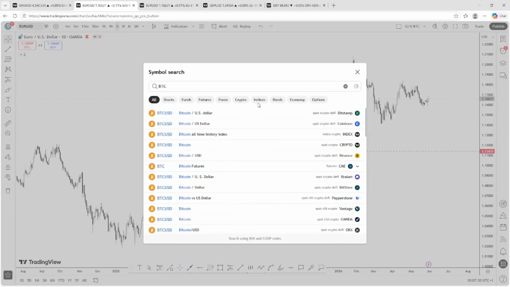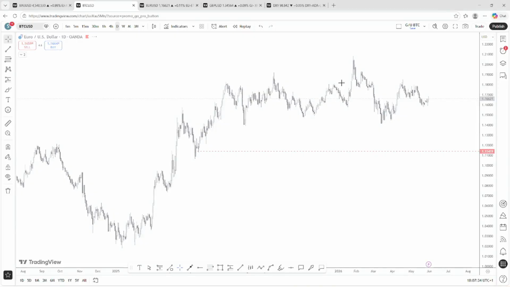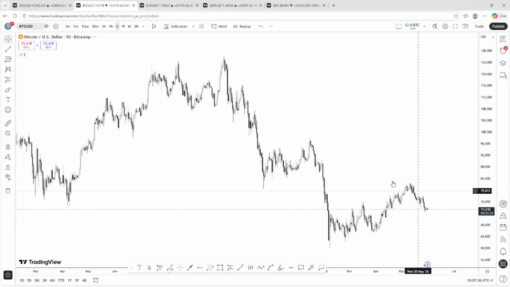Bitcoin has been providing us very good setups. And so let's take a look at what is happening here.